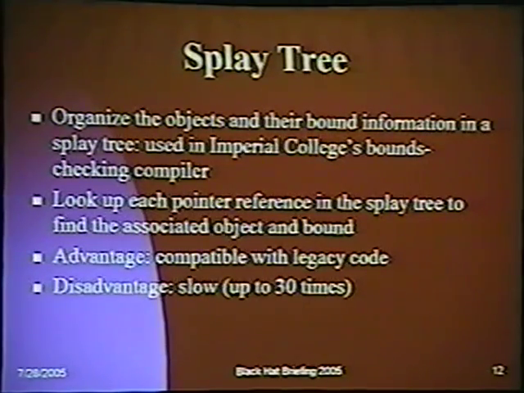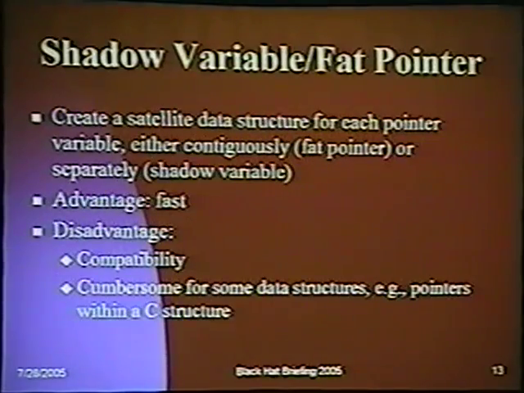So as I said, the advantage is compatibility with the legacy code. That's pretty nice. It's actually very important. And the disadvantage is that it's very slow. Sometimes it could be up to 30 times slower, okay? Because of this additional lookup for every memory access instruction. So that's kind of bad.